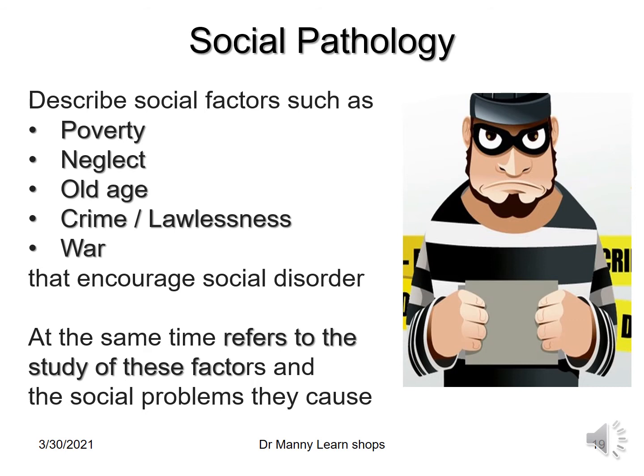Then we look at social pathology. Social pathology describes social factors such as poverty, neglect, old age, crime, war. These all are forms that encourage social disorder. At the same time it refers to the study of these factors and the social problems that they typically cause. And they are in all societies.